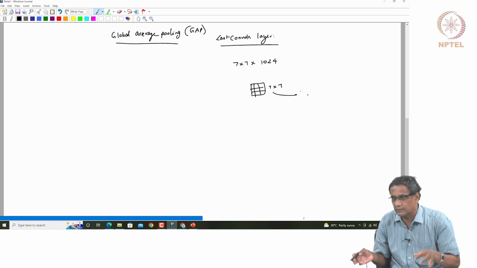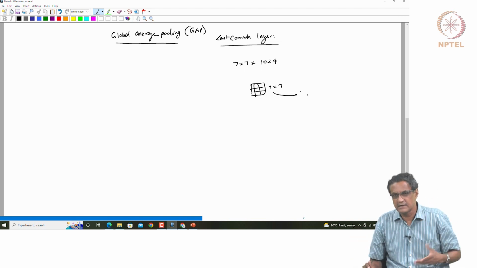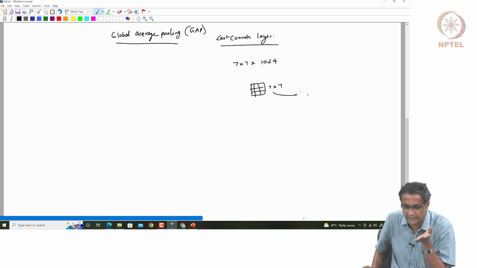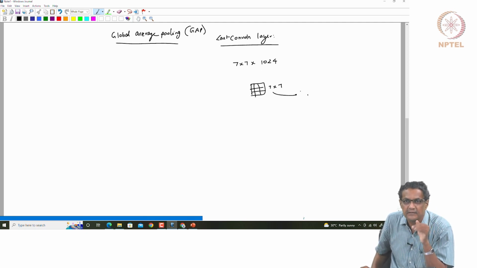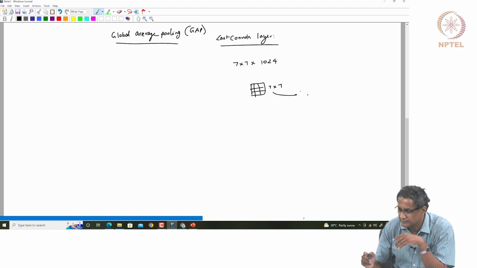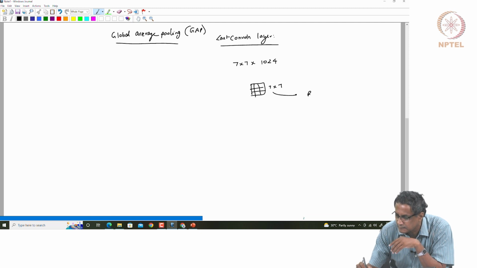You can ask, could they have done a max pool on the entire 7 cross 7? Maybe. But what they advocated was this. In all of this, there are so many things one can do; we are only trying to tell what they have done. So they just reduce it to one value through GAP.